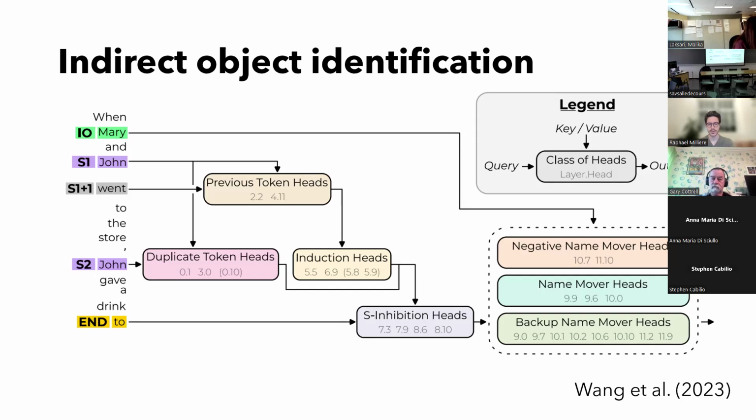This is part of a broader circuit that will, at the end, inhibit the prediction of John and promote the prediction of Mary as the final token. Because "When Mary and John went to the store, John gave a drink to John" doesn't make sense given the construction of the sentence. Okay, so how do we end up with this thing, which is, again, what researchers in the field call a circuit, which is a computational subgraph of the network?